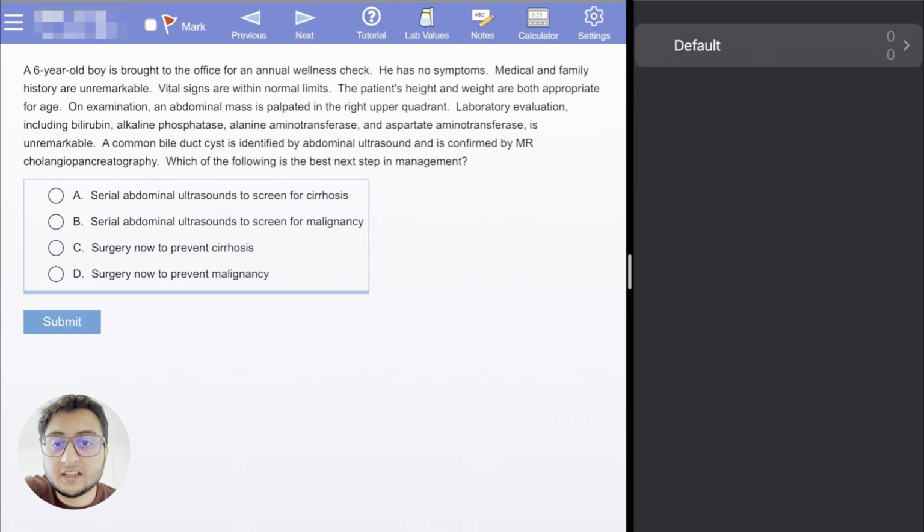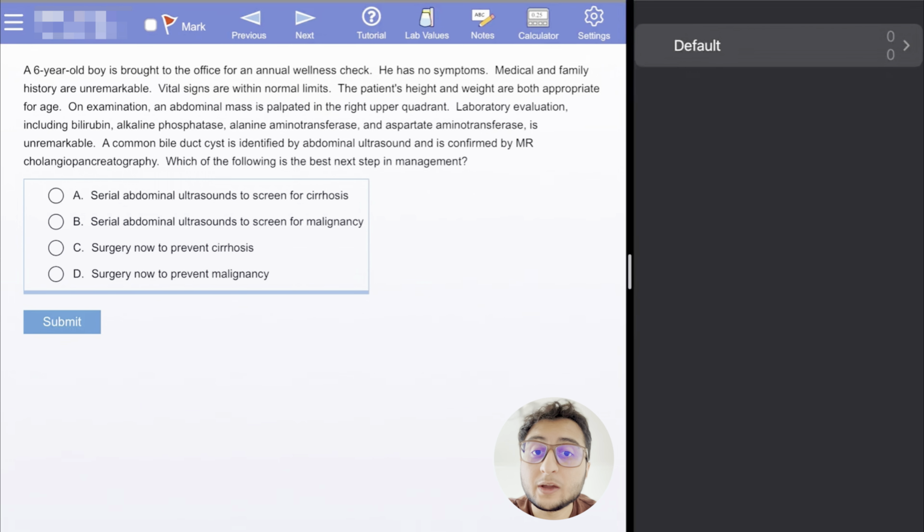Everything with the child is normal. He has normal LFTs, he has no symptoms, and family history and past medical history are pretty unremarkable. The only finding that we do have is a common bile duct cyst, which was palpated on examination of the right upper quadrant and was confirmed by MRCP. Now, I want you to slow down. We're not in a rush to answer this question. We're here to understand proper test taking strategies. We do know a few things about the answer already. First of all, it's a child, so this is a pediatric case.